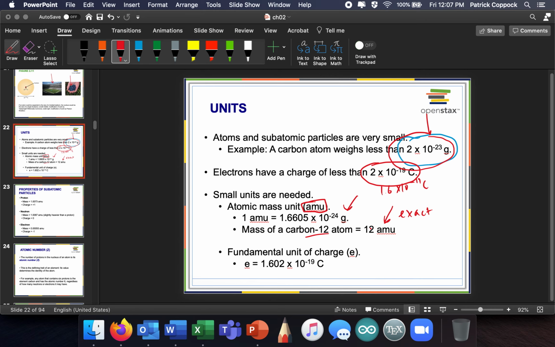So nothing else is exact in chemistry, but a carbon-12 atom, just one atom, is exactly 12 AMUs, okay? The fundamental charge of the electron, 1.6 times 10 to the negative 19 coulombs, we're going to call simply e, right? So it's going to be plus 1 or minus 1. The actual charge in coulombs is that, but we're going to call it plus 1 and minus 1.